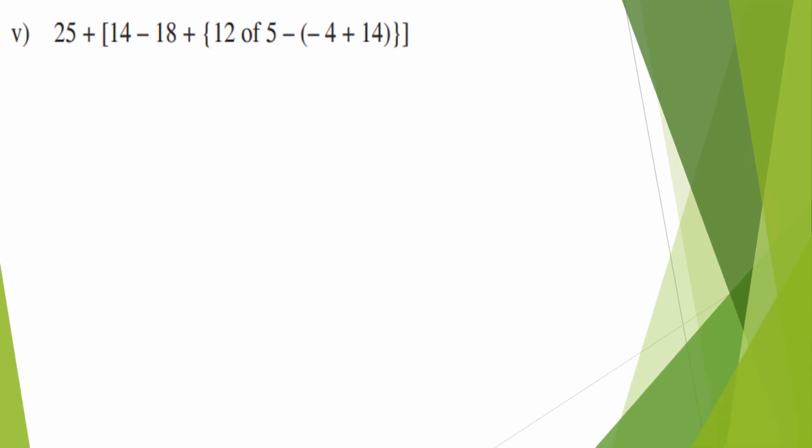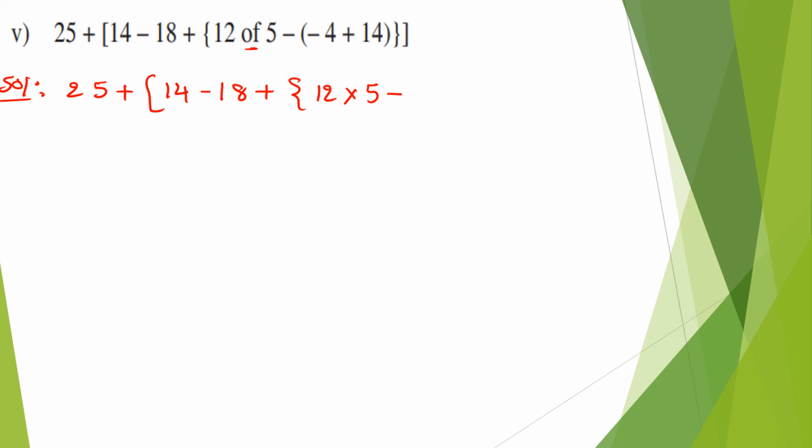Question number 5. Let us do that solution here. 25 plus of 14 minus 18 plus of 12 of 5 minus of minus 4 plus 14 here. Here, "of" means multiplication. Okay, write the solution now. 25 plus of 14 minus 18 plus of 12 into 5.